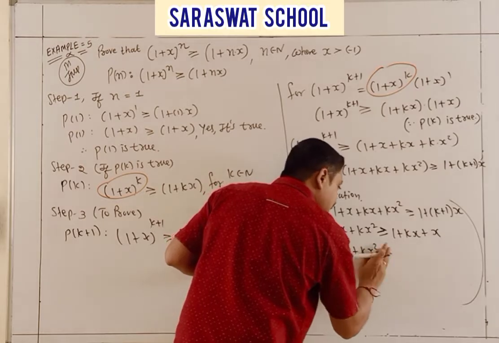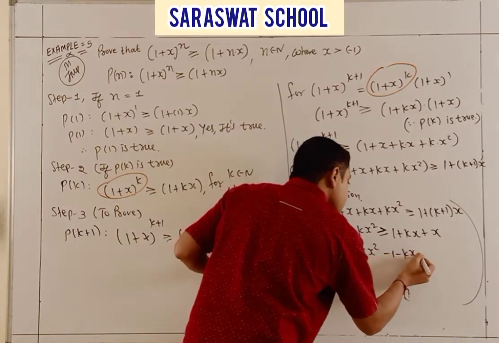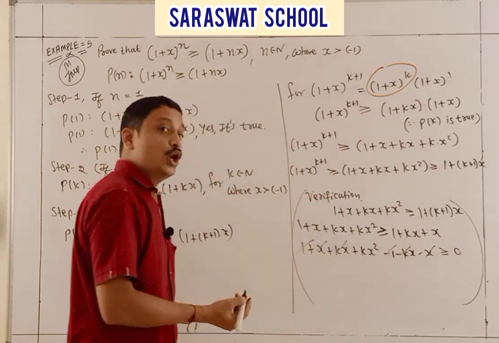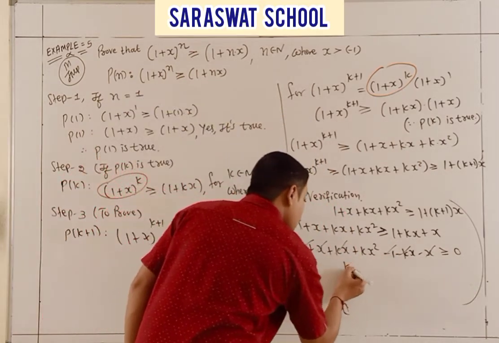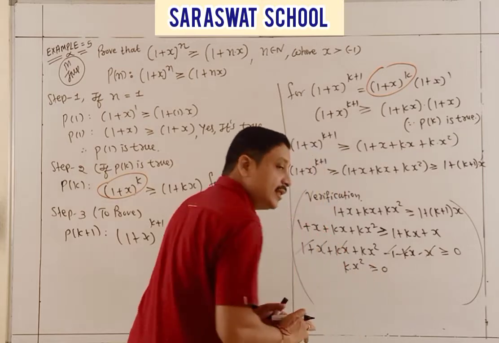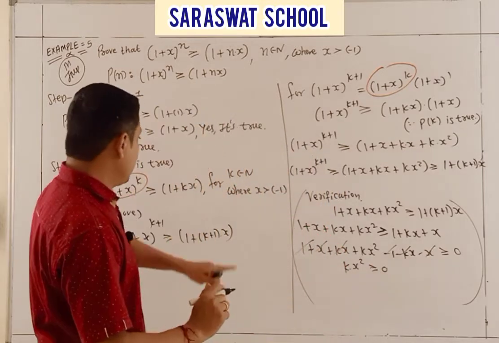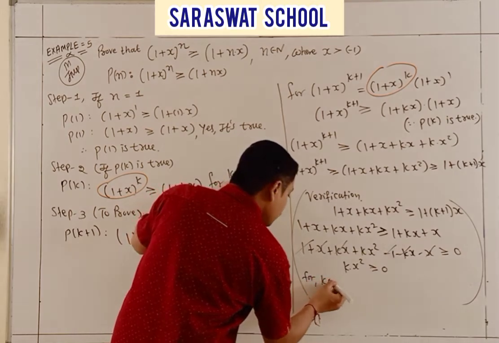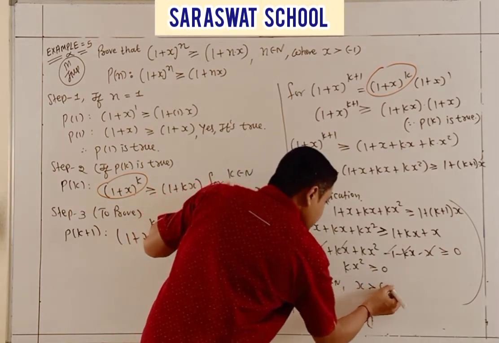Check left side, right side term values. I translate to the left side, so minus 1, minus kx, minus x. Check this again. Only kx remains here. And here, students, there is a main step coming. The condition: for k natural, x more than minus 1.